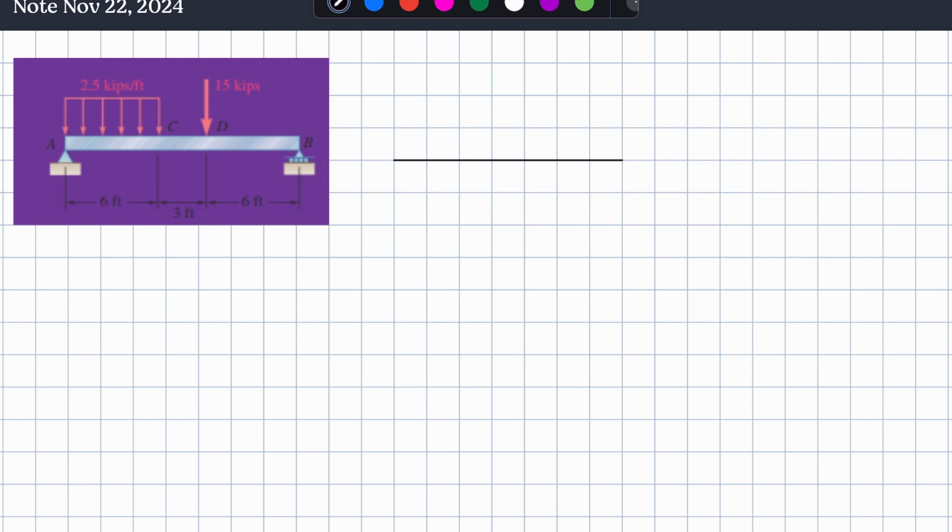On this left side of the beam, we have a pin connection, and so that means we're going to have a reaction force at A in the Y, and we're going to have a reaction at A in the X. At B, we have a roller connection, and so that means there can only be a reaction at B in the Y. There cannot be one in the X direction.